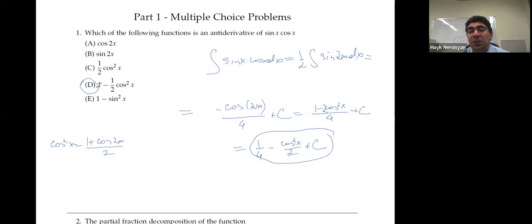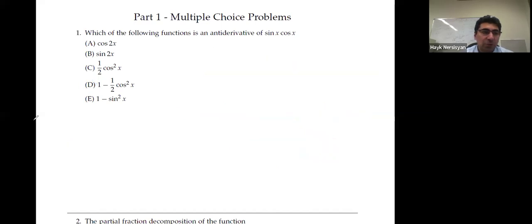Also, by taking the derivative of D, you will get sine x times cosine x. Take the derivative of this: the derivative of 1 is 0, and the derivative of cosine squared with the minus sign is going to be 2 times cosine times sine. So exactly this. C is not working because the derivative is going to be minus sine cosine. With the help of derivatives, we can get this. Let me see what else we have from 2019.